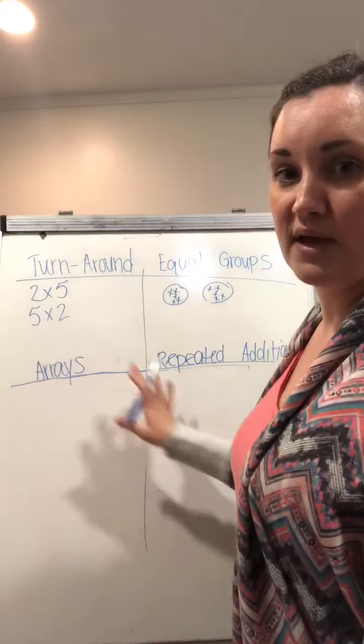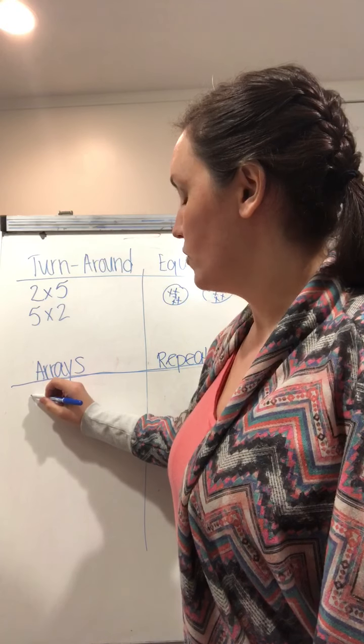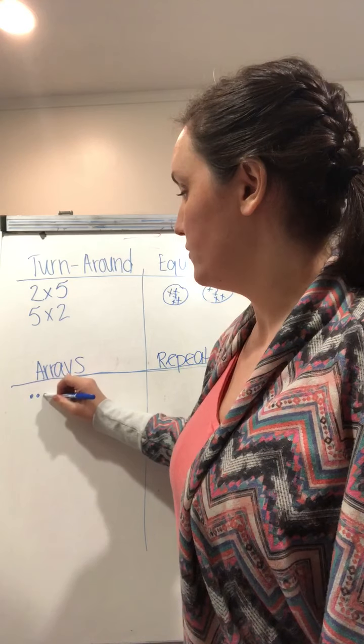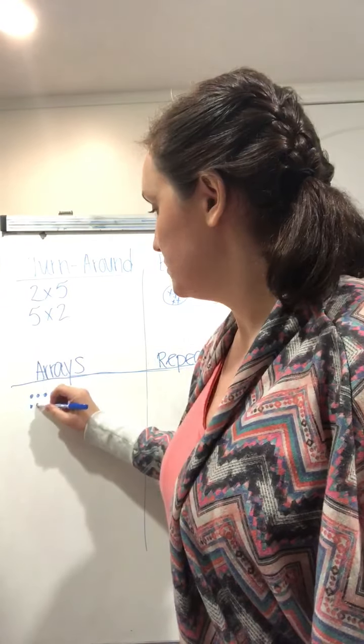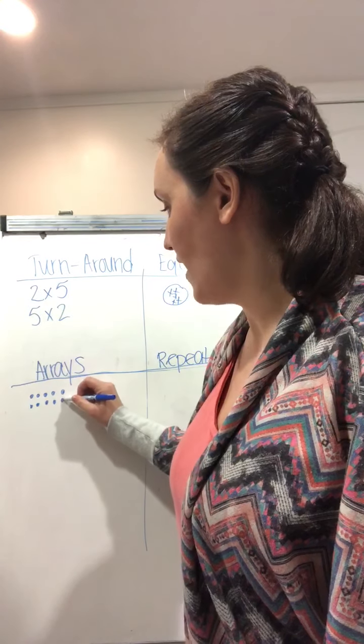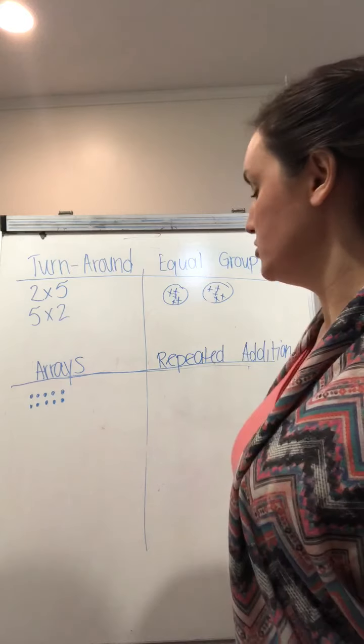All right, remember what our arrays look like. Let's do arrays for 2 rows of 5. 1, 2, 3, 4, 5. 1, 2, 3, 4, 5. And then our last one is repeated addition.